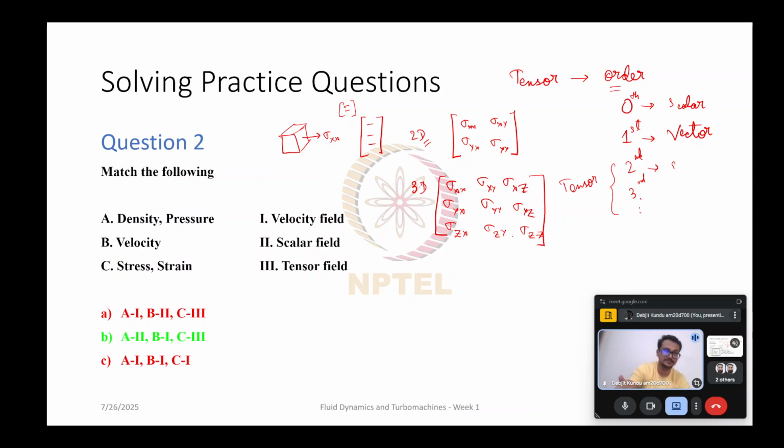Now you could have tensors of higher order, but for fluid mechanics, the maximum you need is a 3D thing. For fields like magnetism and electromagnetism, they can have higher order tensors. In that case, it would need multiple such matrices, something like a set of three matrices. So this would be a tensor of third order.